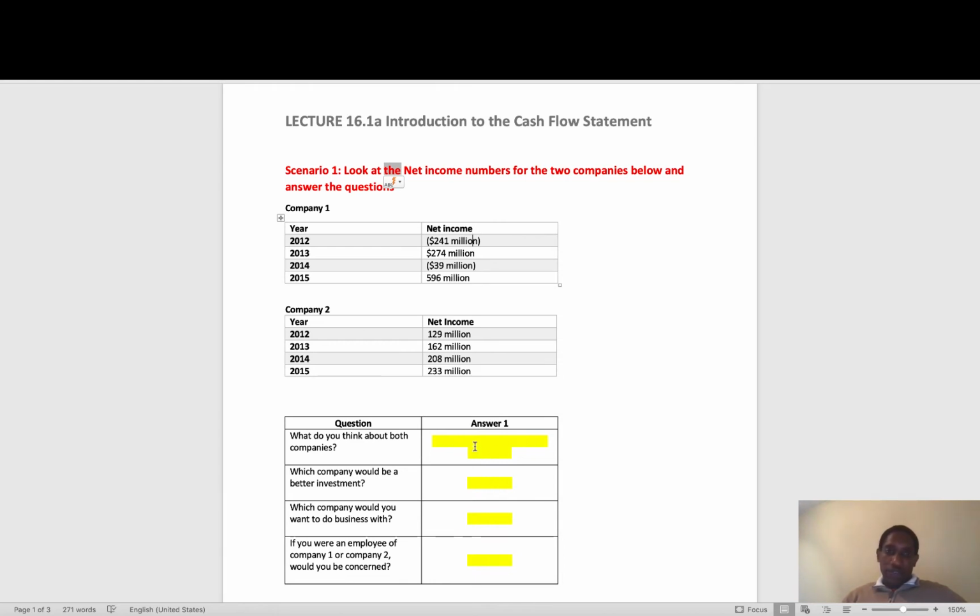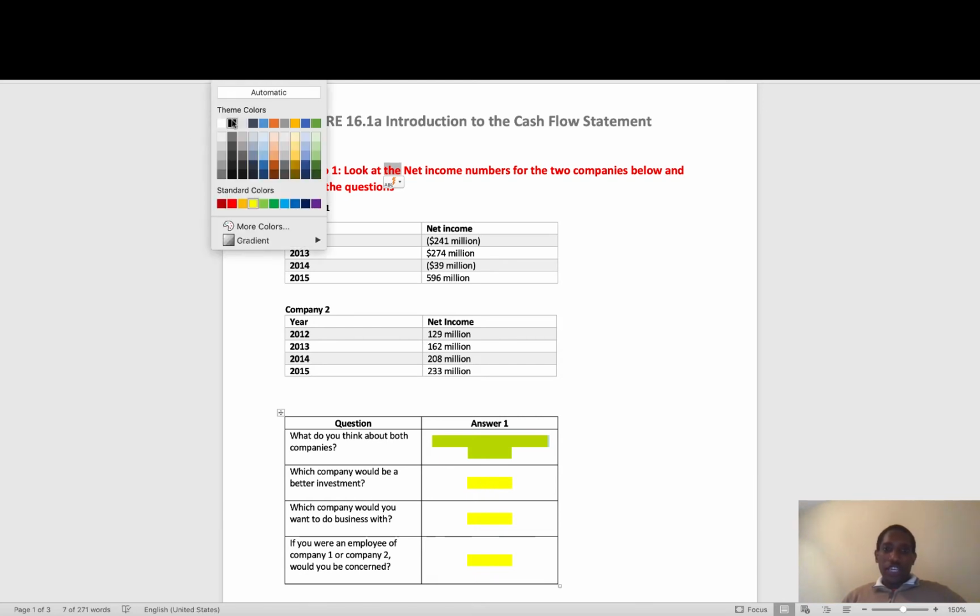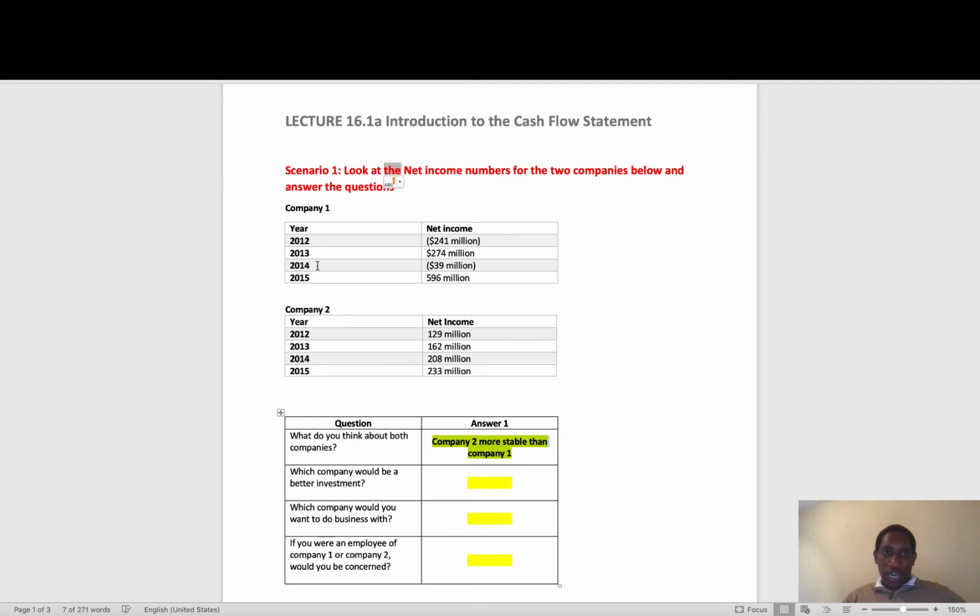So hopefully you did that. Usually when I ask these questions in a class, these are the answers that I get. First, people say Company 2 is more stable than Company 1. If you look at Company 2, you have net income, which is profit, increasing every year. Whereas Company 1 has a loss, then income, then a loss, then income. So it's fluctuating. Which company would be the better investment? Most of the class always picks Company 2. Absolutely.